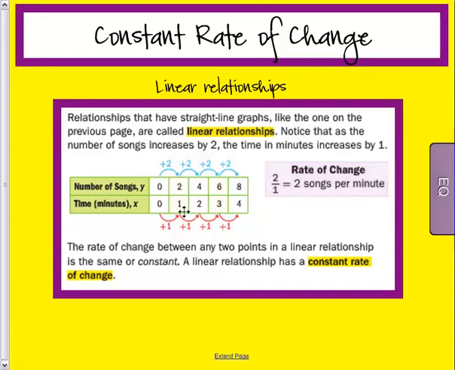So if I take 2 over 1, it's 2. Or 4 over 2, it's 2. Or 6 over 3, it's 2. Or 8 over 4, it's 2.